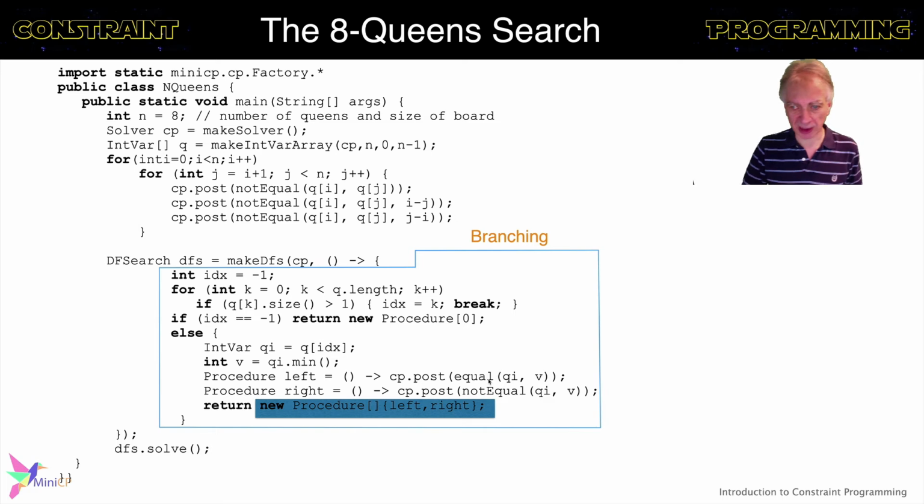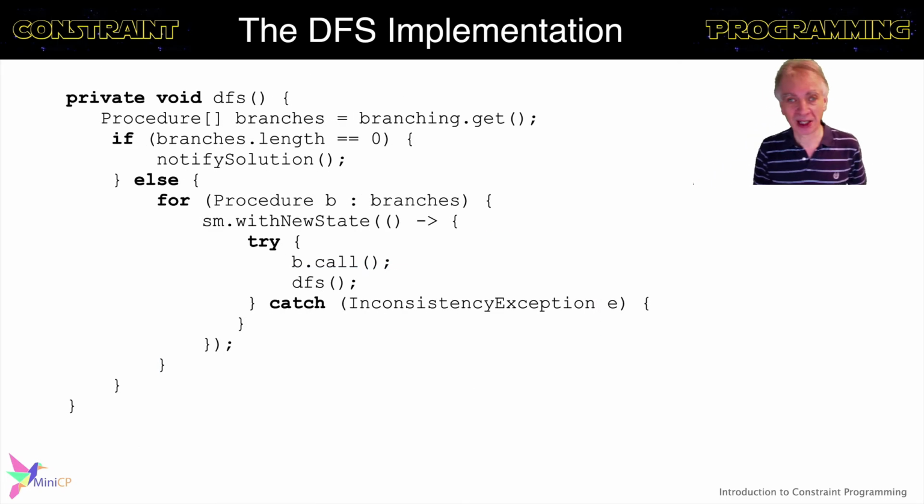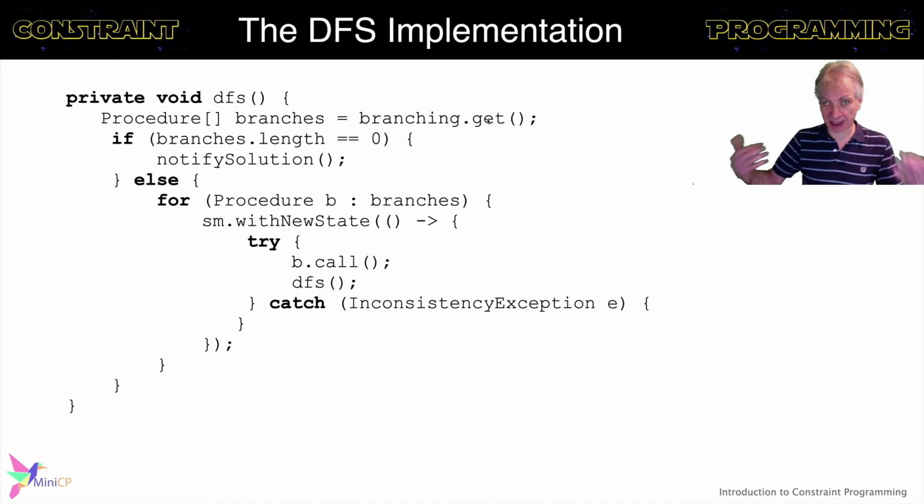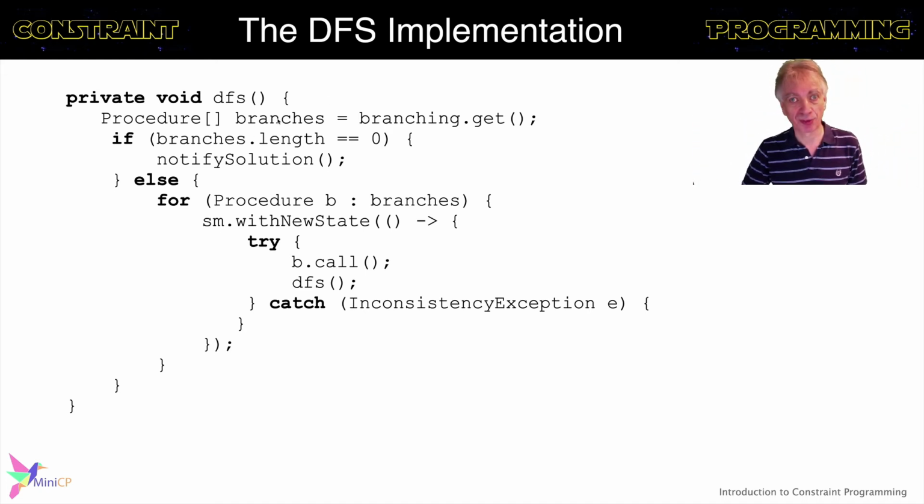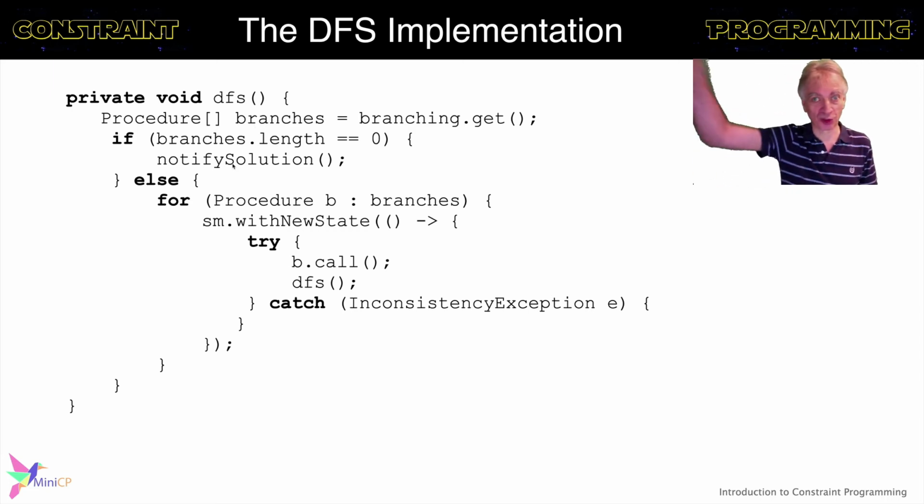When they are executing, they will execute this code here, which will post the constraints, maybe several constraints. In general, it's a single constraint. All right. Now I'm ready to show you the depth-first search implementation. So what it does is very, very simple. I'm basically taking my branching scheme and applying the method get. That basically means that I get the branches, and now I have a set of branches that I can execute. If there is no such branches, I have a solution. So I notify the solver, hey, I have a solution.